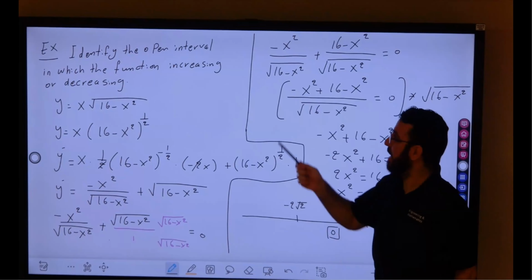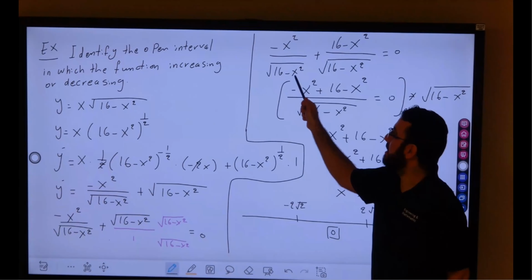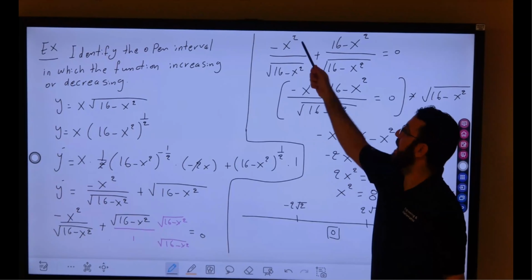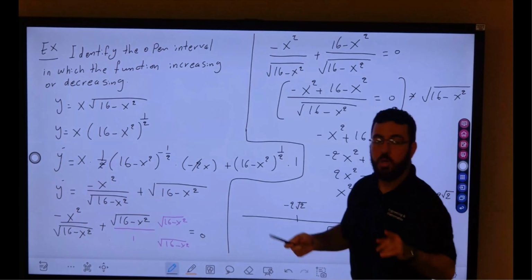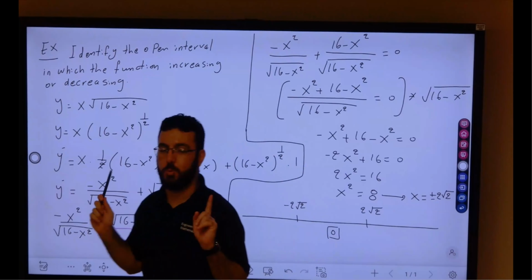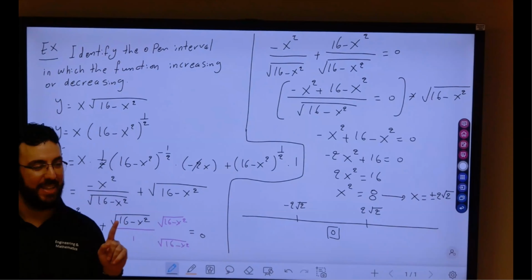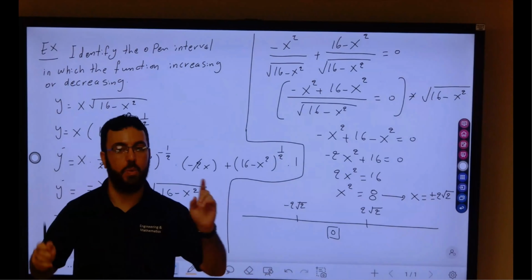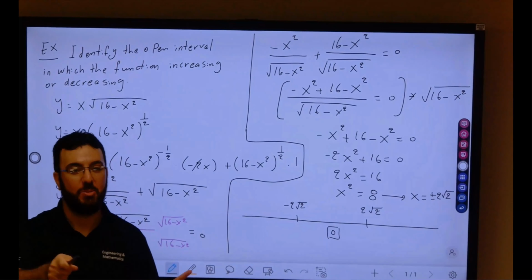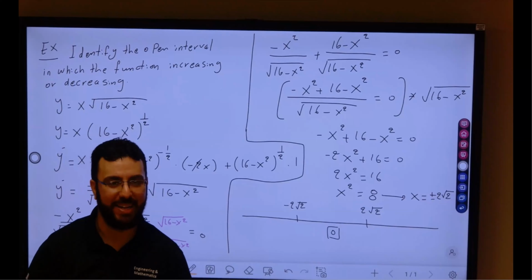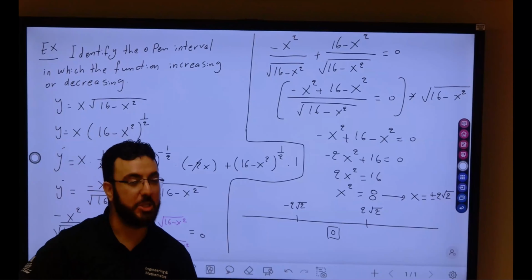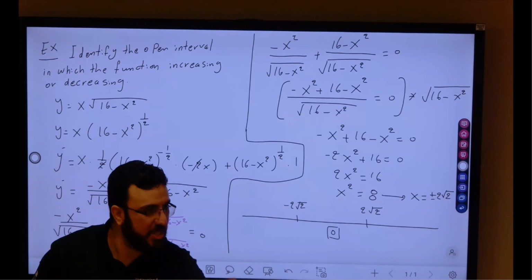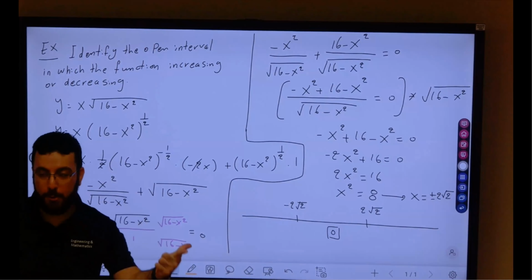Because it's the same thing. 4 squared is 16, 16 minus 16 is 0, and the square root of 0 is 0. Any number divided by 0 is undefined. So 4 and negative 4 are what? Undefined. What does that mean? It makes the function undefined. So it's a critical number, but why? That makes it undefined. It's an asymptote. So negative 4 and 4 are asymptotes.